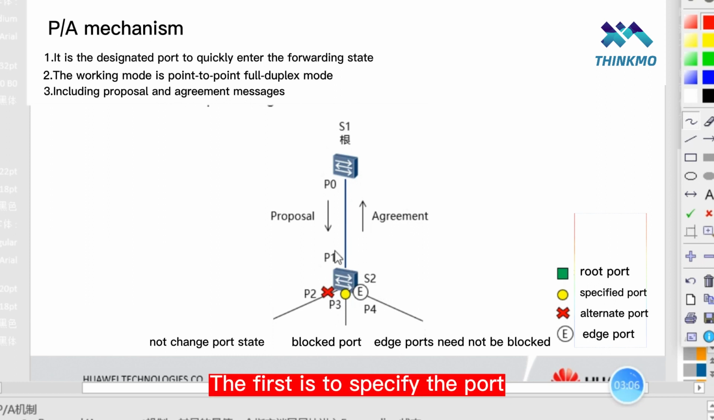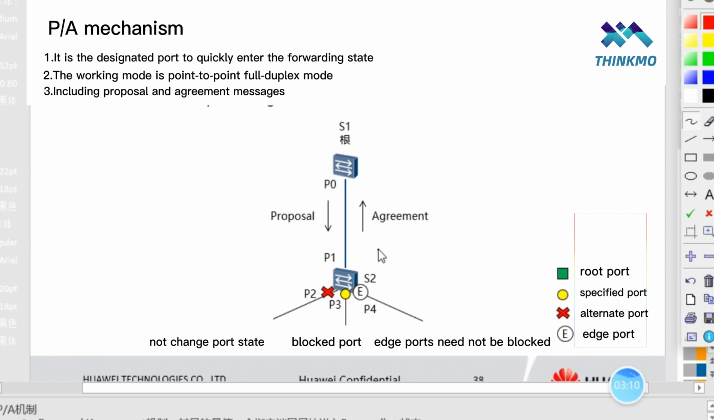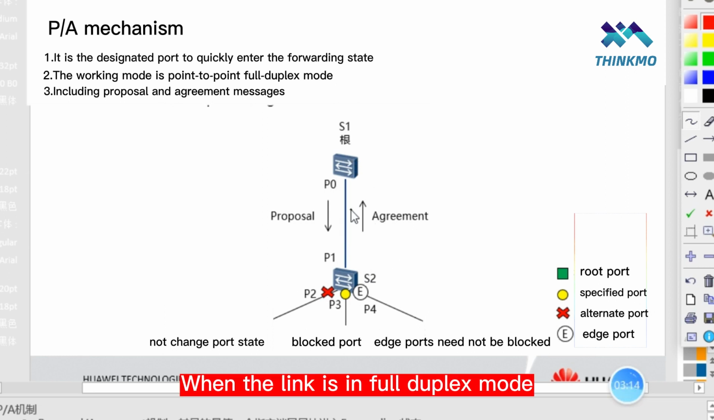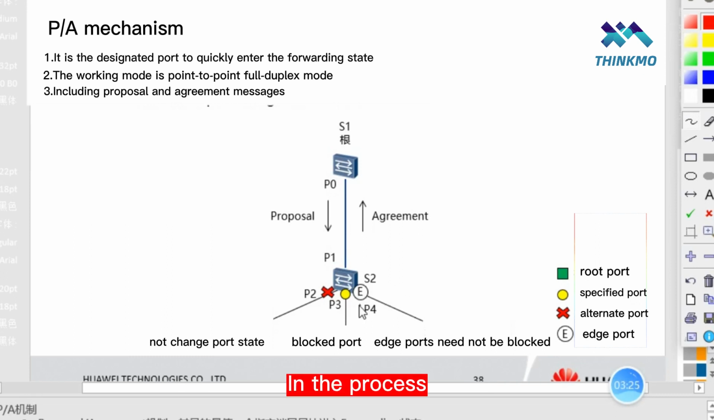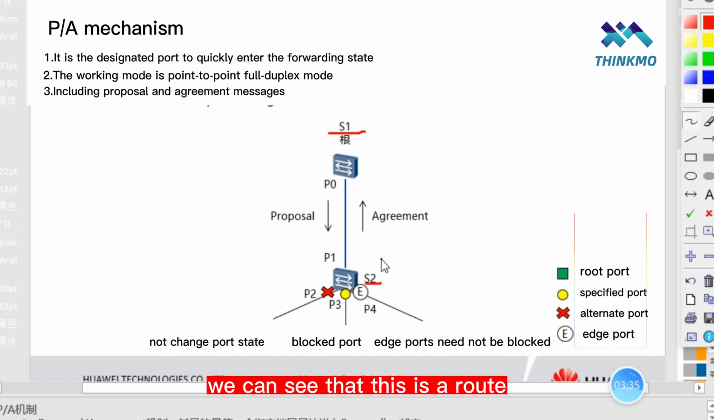The first is to specify the port to enter the forwarding state quickly. The work mode is point-to-point, when the link is in full duplex mode. In the process, there are two types of packets: proposal and agreement. In this topology, we can see that this is a root. Here's another switch. Two switches in total.